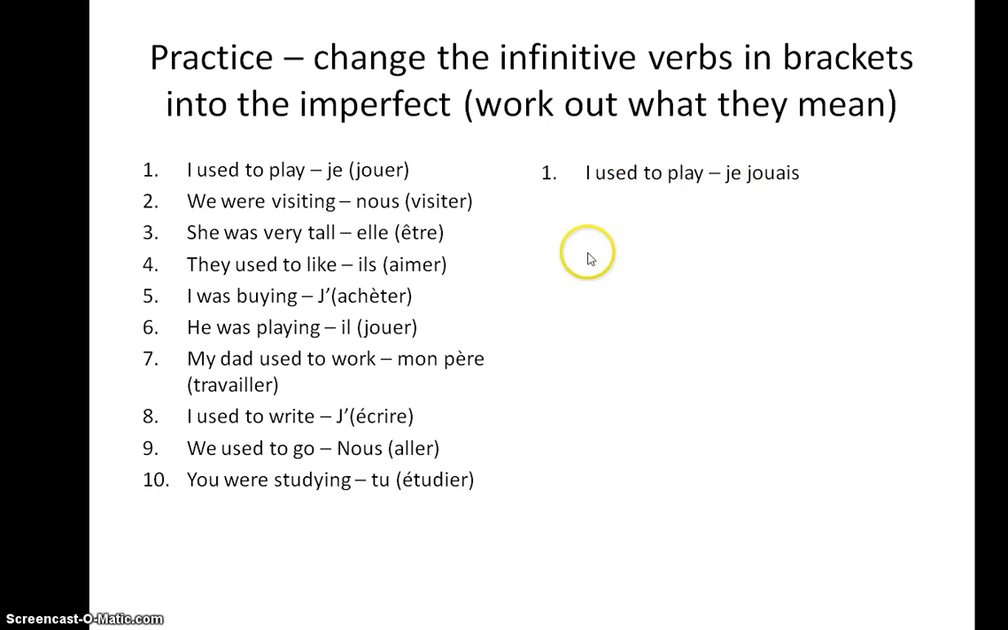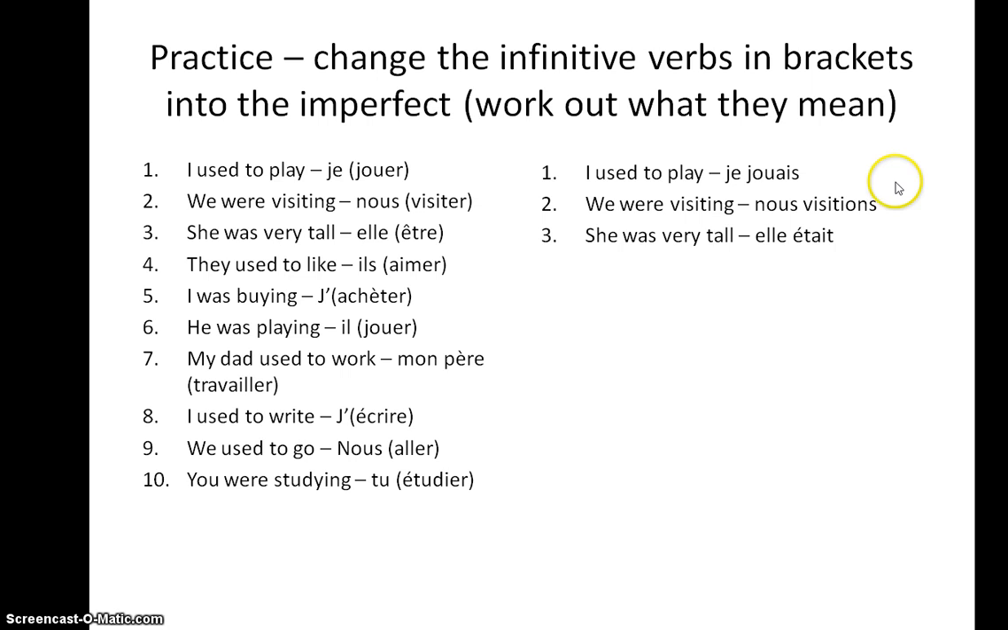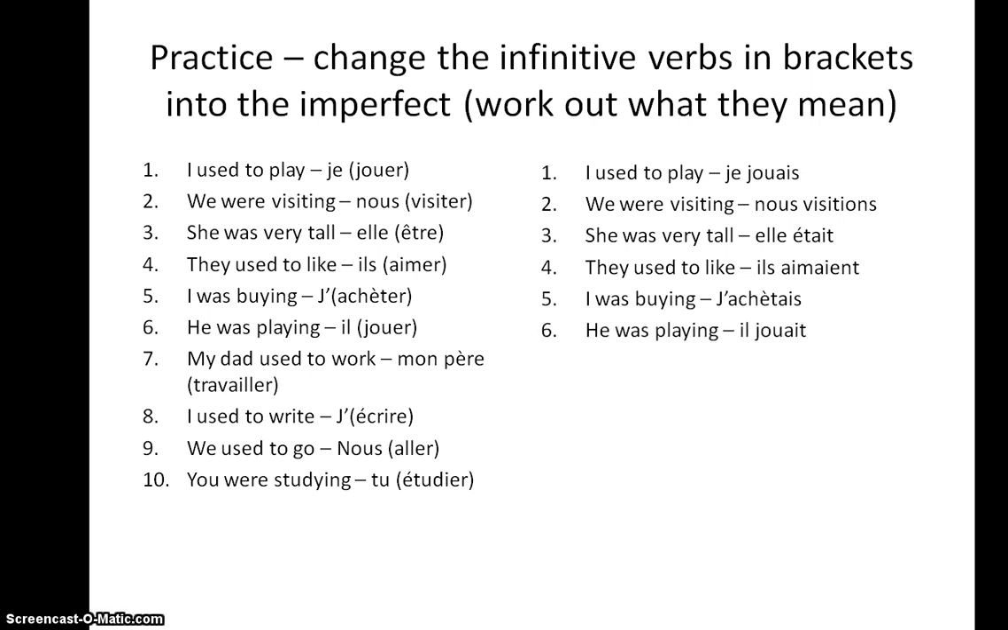Je jouais. Two, we visited. Nous visitions. Three, she was very tall. Elle était. And then you finish it off with très grande. They used to like. Ils aimaient. I was buying. J'achetais. He was playing. Il jouait.